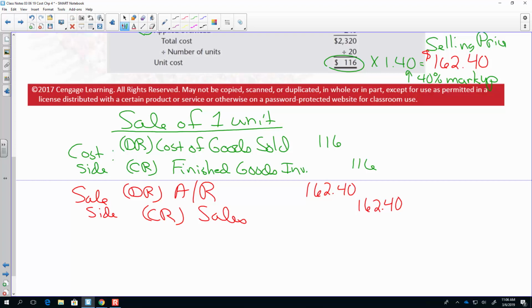But I'm serious, though. I really want you to understand this, not only now, but in the future. Because your boss is going to ask you those same questions. What's the markup? What's the margin on this one part sale? What is meant by margin? The difference. Very good. So, 162.40 minus 116, how much?